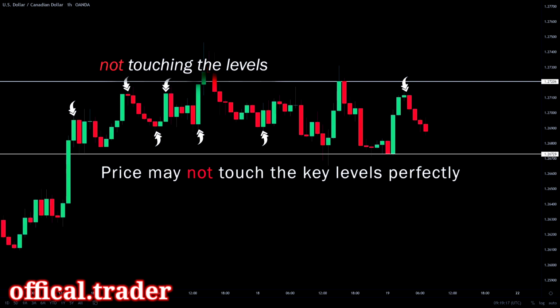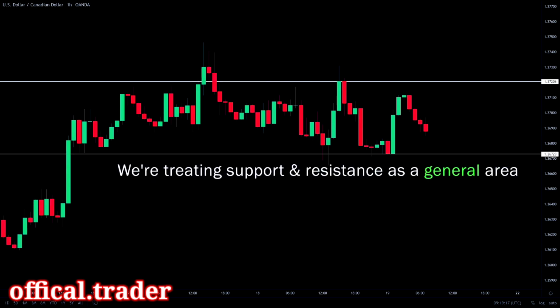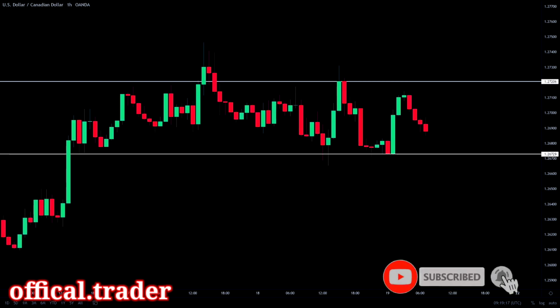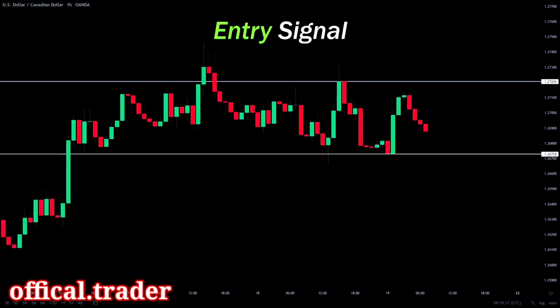And this is perfectly fine, because remember, we're treating support and resistance as a general area, not as solid lines. Now, once you've identified your key levels, the next step is finding your entry signal. So for your entry signal, you want to take advantage of the price bouncing off those key levels. Let me show you an example.